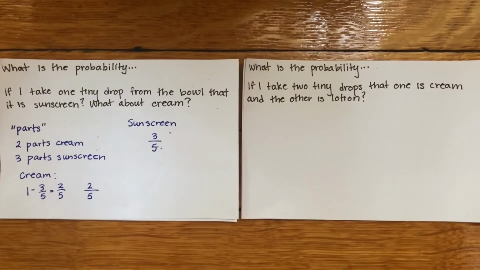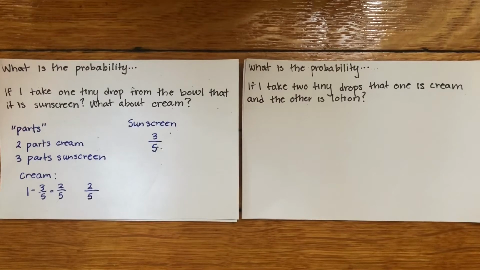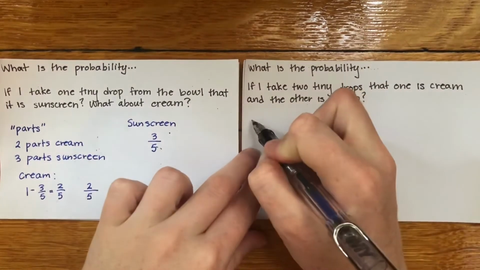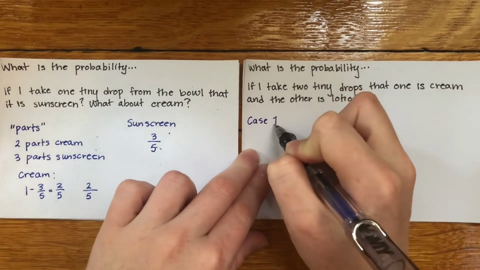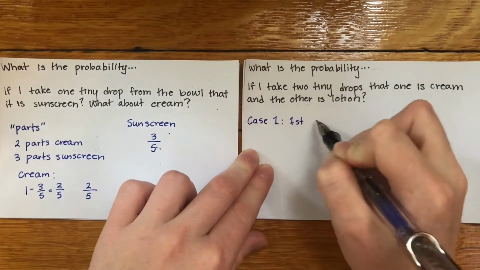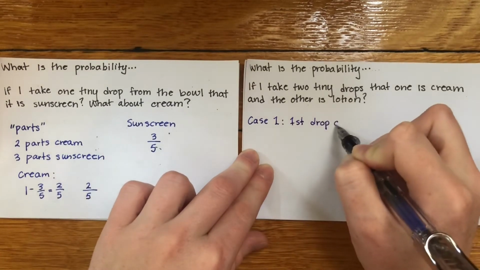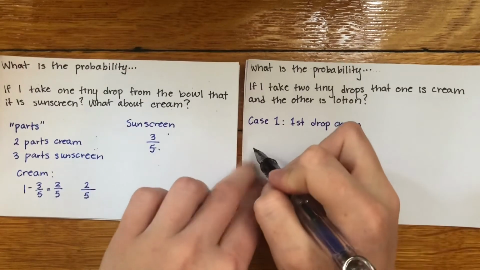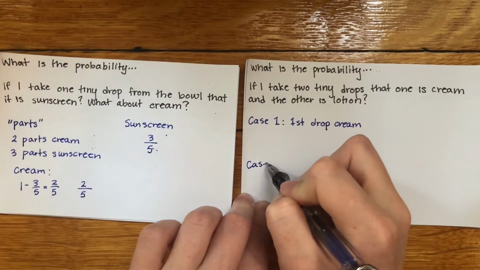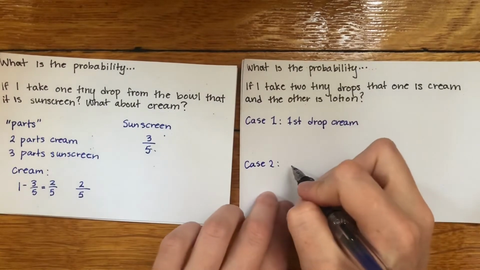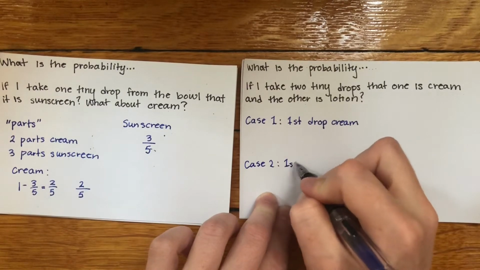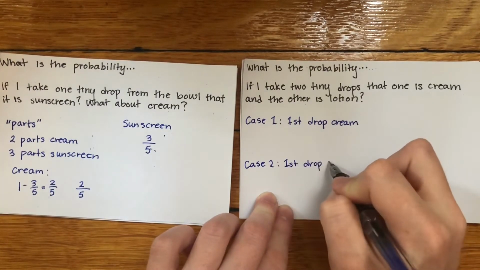Okay, so here's the next part of this question. Again, I'm going to use a case type of way of solving this problem. If I'm taking 2 tiny drops and I want to know the probability that one is cream and the other is sunscreen, I'm going to split this into 2 cases. My first case is that my first drop is cream. So the first one I pick up is cream. And then in case 2, the first one I'm going to pick is sunscreen. First drop sunscreen.